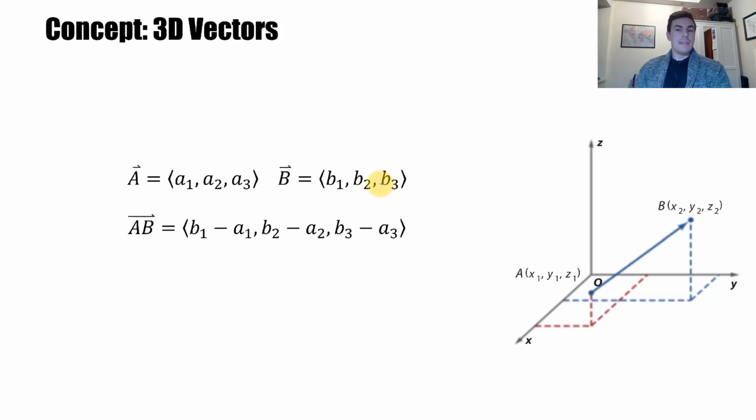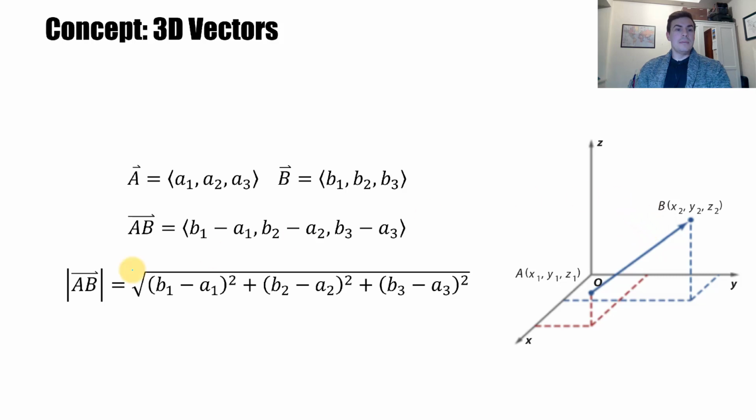And then if we were to find the magnitude of this vector AB, again, we have seen this before. We're just taking the differences and then squaring them, adding them together, and then taking the square root of all of those. But we just add this term for our z components as well. So we've got b3 minus a3 quantity squared. Just this little added step here from our two-dimensional vectors.